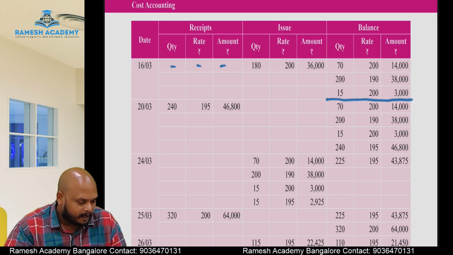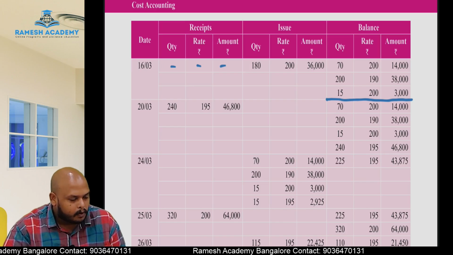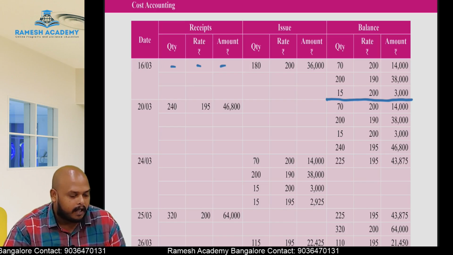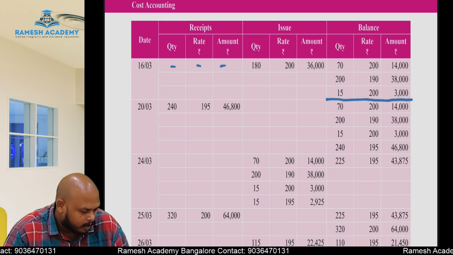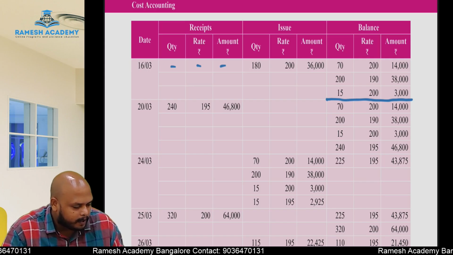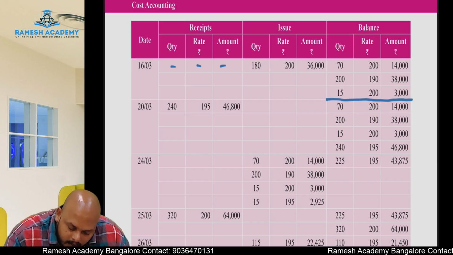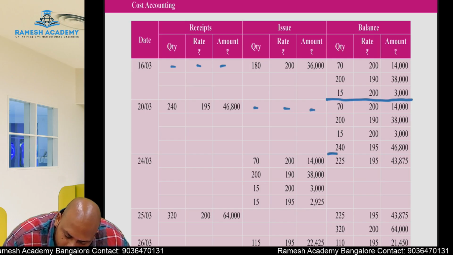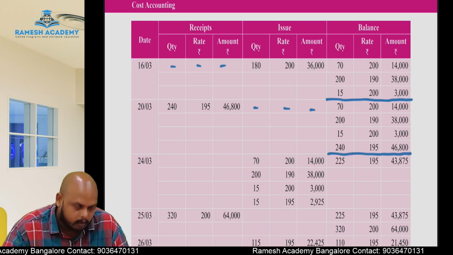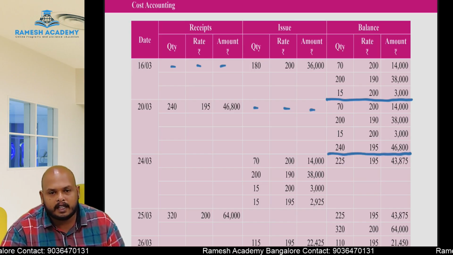Okay. Next, Nana. 20th March, received from supplier 240 tons at the rate 195, Nana. On 20th March they received from supplier how much? 240 tons. As usual, we can write, and in the balance column we have to write in the last. Okay, na?